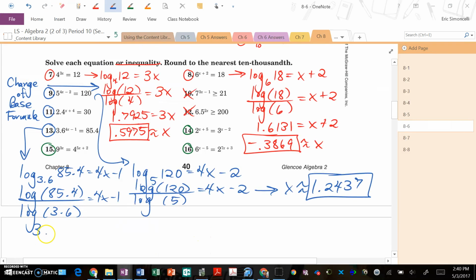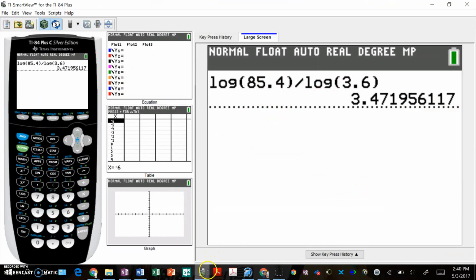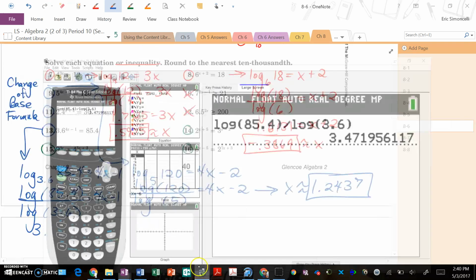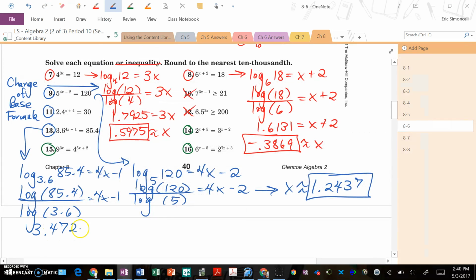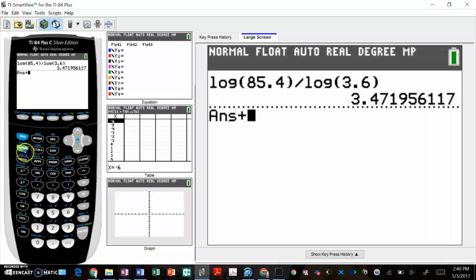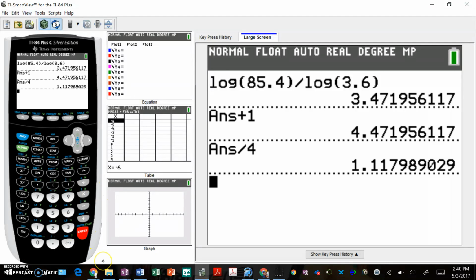Now, I did note that rounding in the middle of a problem is a bad idea, but I'm just going to write it down. I'm not going to actually use this decimal in the next step or two. 3.472. I do need to solve for x, so I'll add 1, keeping that number on my calculator, simply plus 1. And last step, divide by 4. So I'll kind of do 2 steps in one, highlighting my final answer as 1.1180.